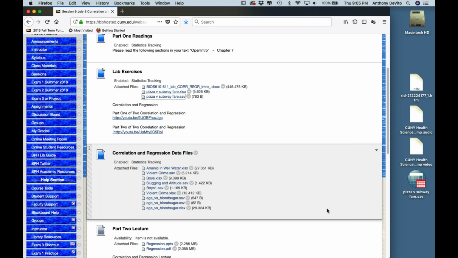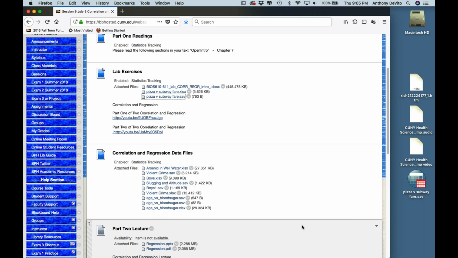Okay, so what this data set has when it finally opens up is, for different years, what the cost of a slice of pizza was and what the cost of the subway fare was at that same time. It covers about 6 or 7 different data points, 6 or 7 different years. But you can tell that the variables we're working with, the price of pizza and the price of the subway fare, are both numerical variables.